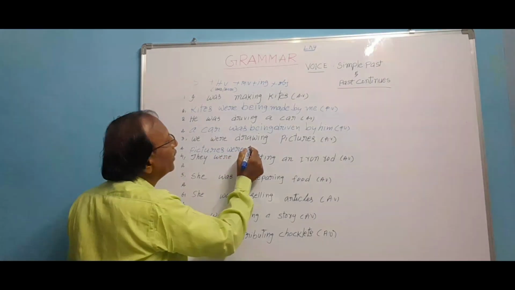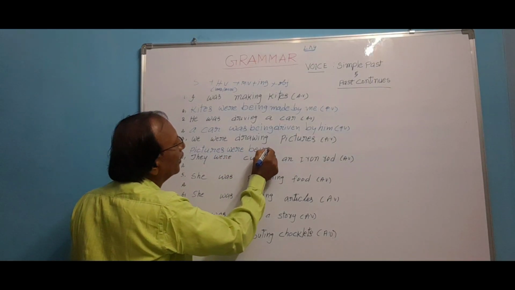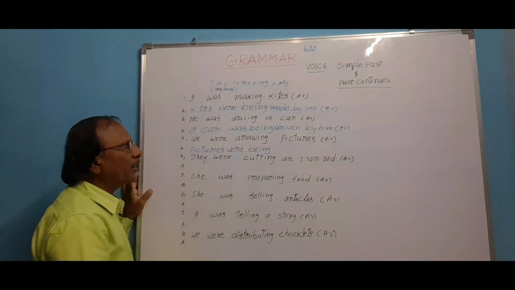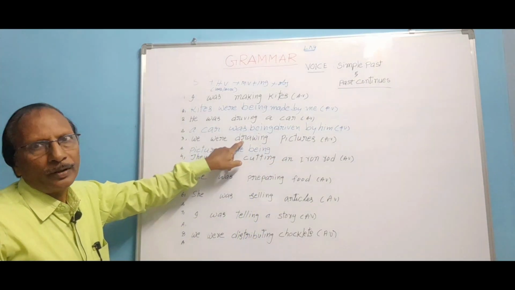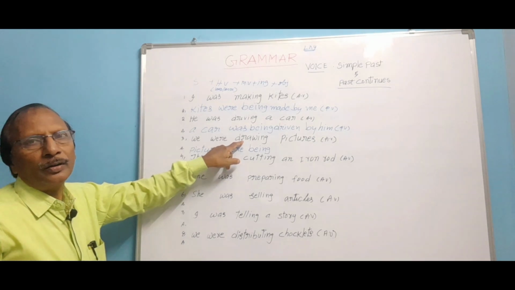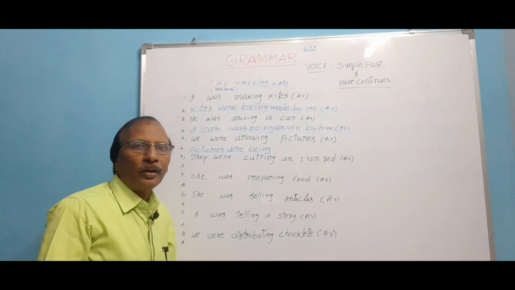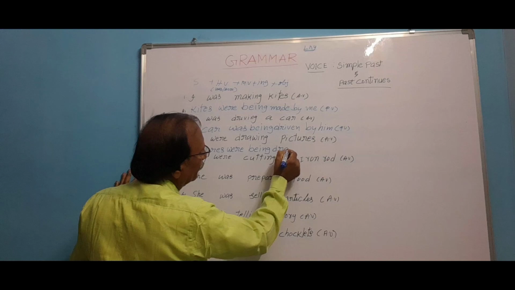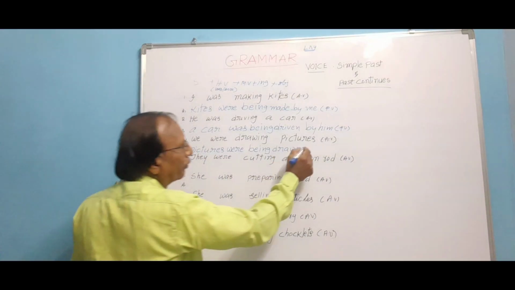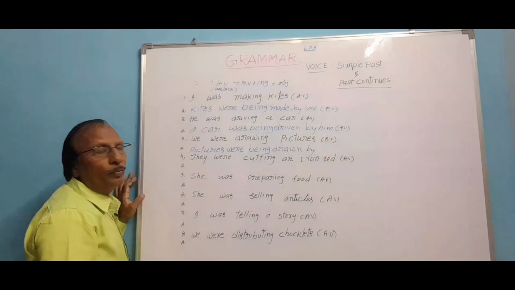Next, being. The action was going on, being. Pictures were being. Draw is the main verb. Draw, plain verb. Draw, drew, drawn. Pictures were being drawn by, we is changed into us.